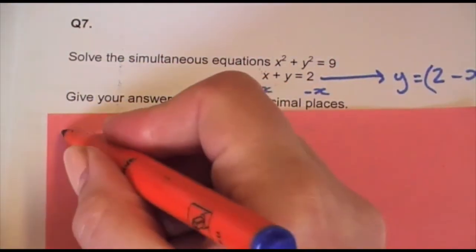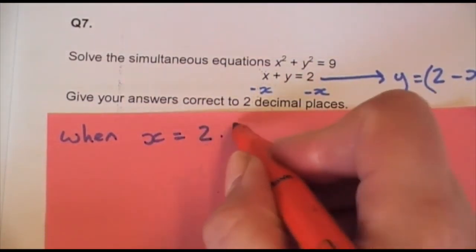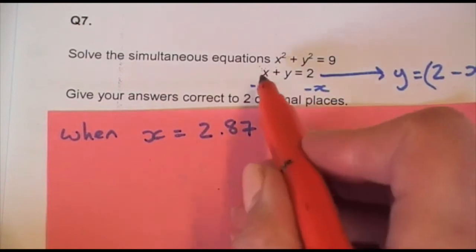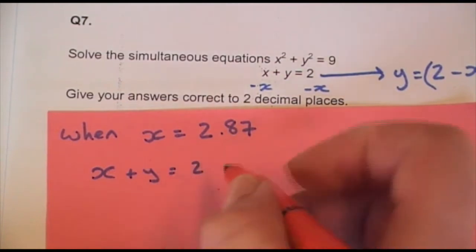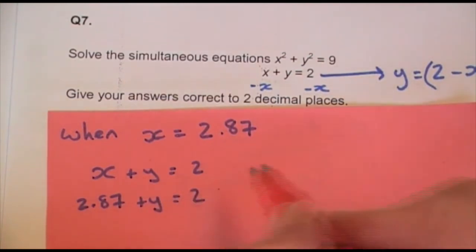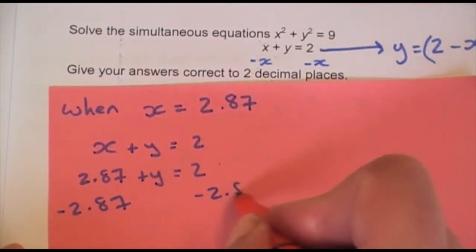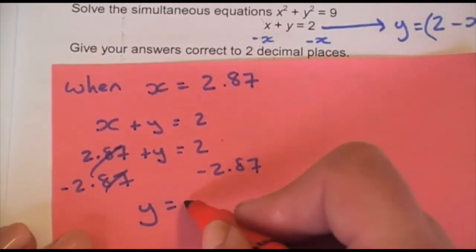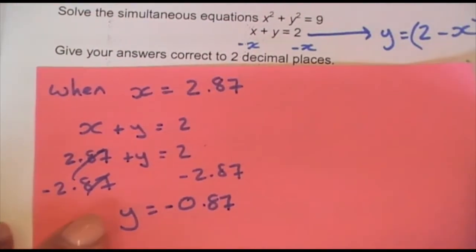Because what I'm going to do is say when x equals, and then the first of my solution, which was 2.87. So when x equals 2.87, then I'm going to substitute it into this equation. x plus y equals 2. 2.87 plus y equals 2. I want to find what y is, so I subtract 2.87 off both sides. y equals 2 minus 2.87 leaves me with negative 0.87. So that's one solution for y.